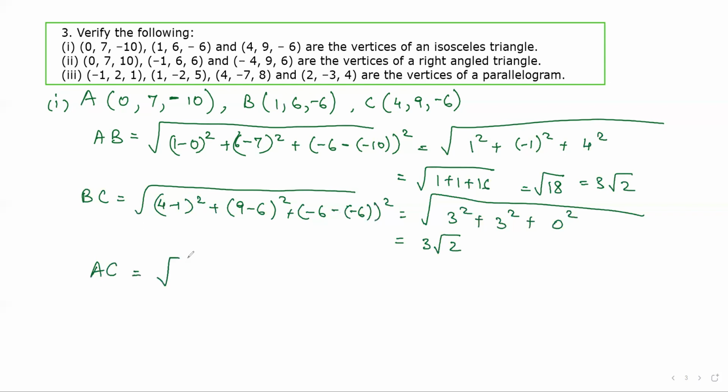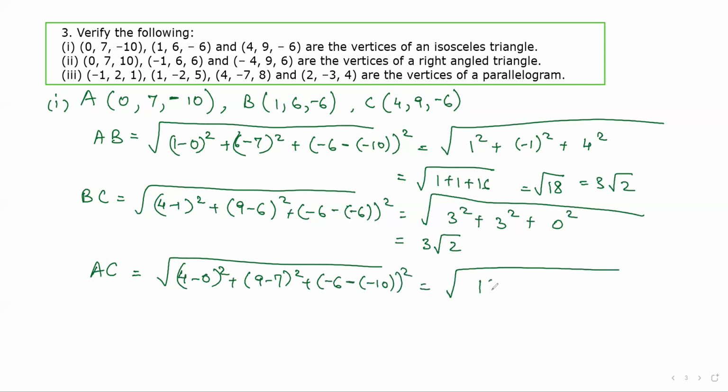AC is equal to root of 4 minus 0 whole square plus 9 minus 7 whole square plus minus 6 minus of minus 10 whole square. This is equal to root of 4 square, 16, plus 9 minus 7, 2 square, which is 4, plus minus 6 plus 10 is 10 minus 6, which is 4 square. It is 16. 16 plus 16, 32. 32 plus 4, 36. Root of 36 will give you 6, AC.